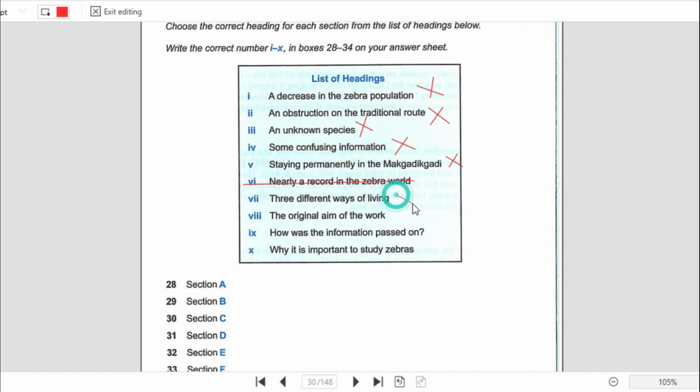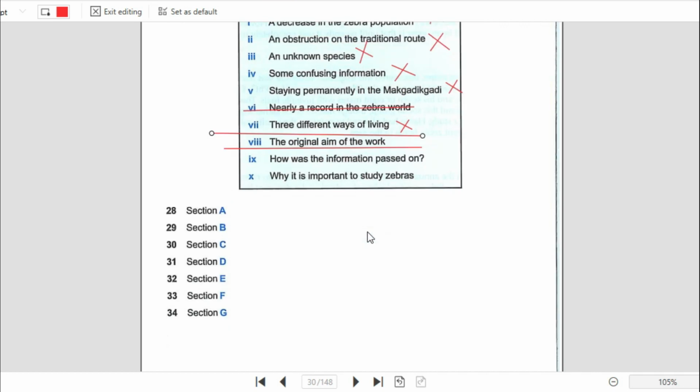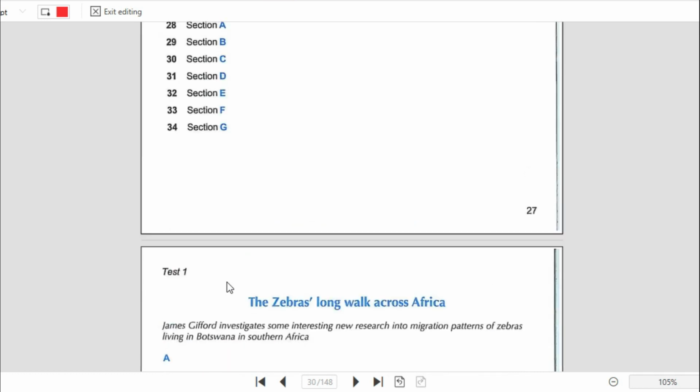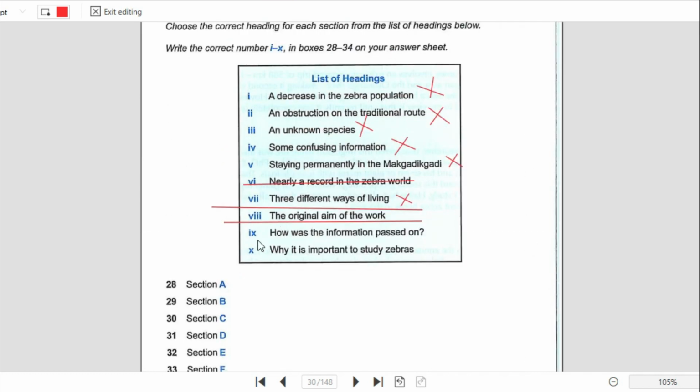Then three different ways of living, no. Original aim of the work, see, that can be held. Because the work she did, to track this migration, she did this for her PhD, that was mentioned here. See, I can show you, for her PhD, then for her study is mentioned here. But as I told you before, we cannot confirm it. How was the information passed on is not matching. Why is it important to study zebras is not matching.